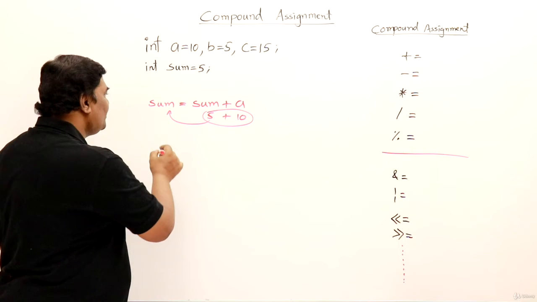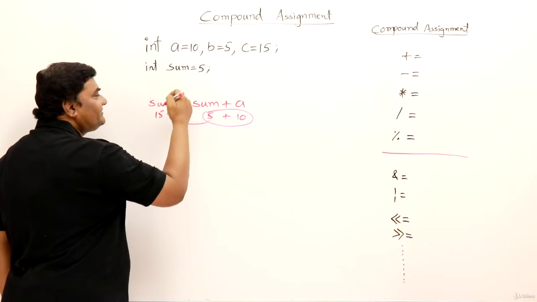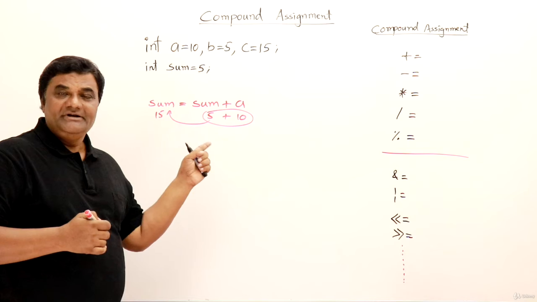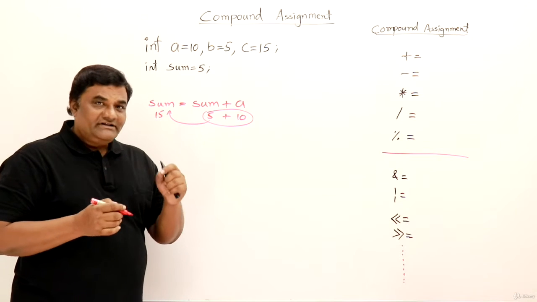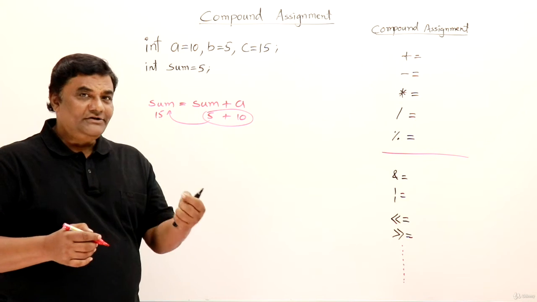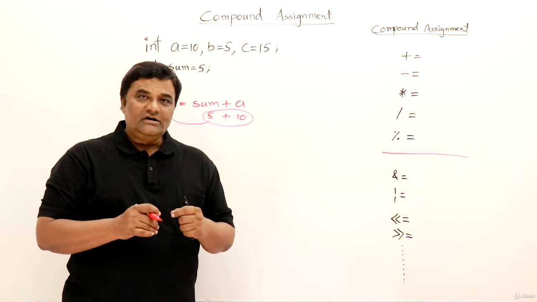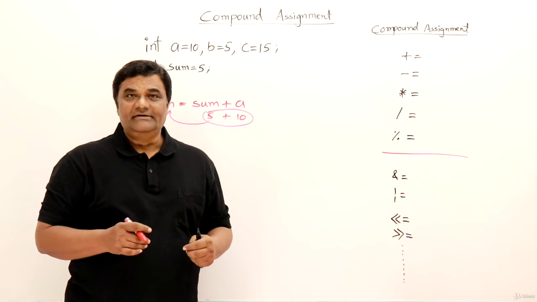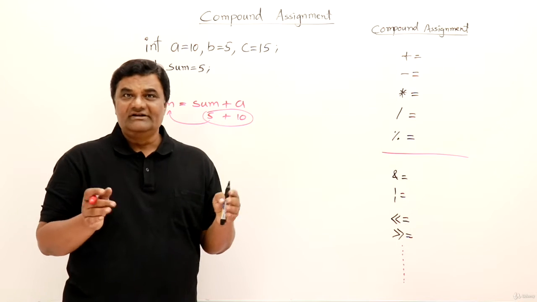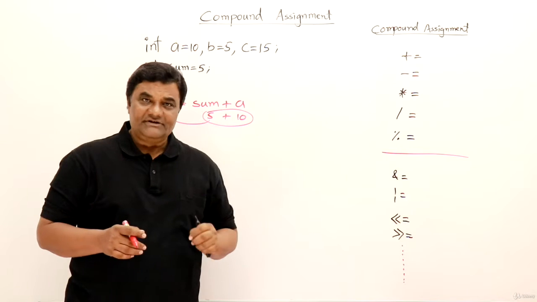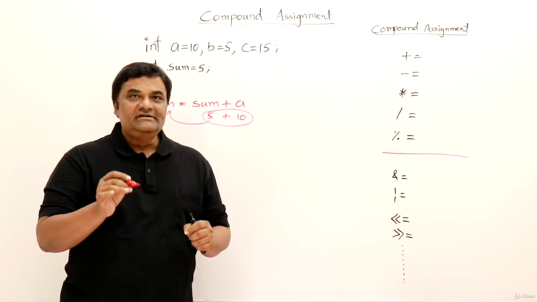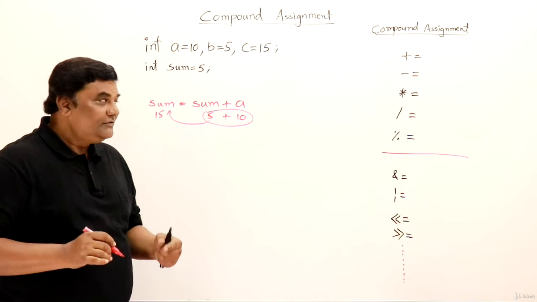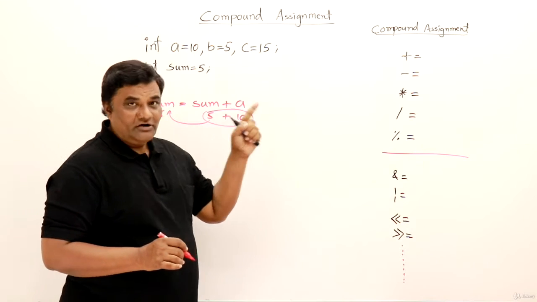So this means this will be added and the result will be stored in sum. Now sum becomes how much? 15. Right now sum is 5, so sum becomes 15. So these types of statements are commonly used in programming. Not now, in the coming sections you will find them. So right now we are learning about this operator so that we can use them whenever we require.